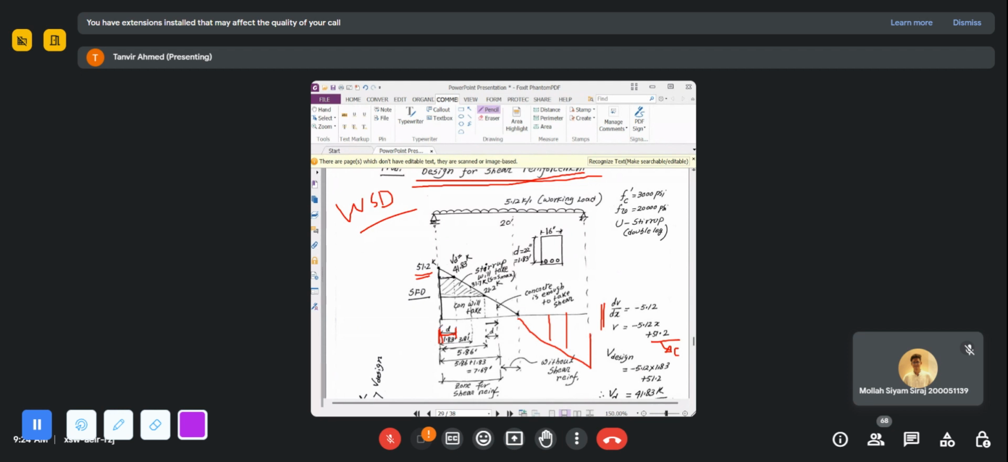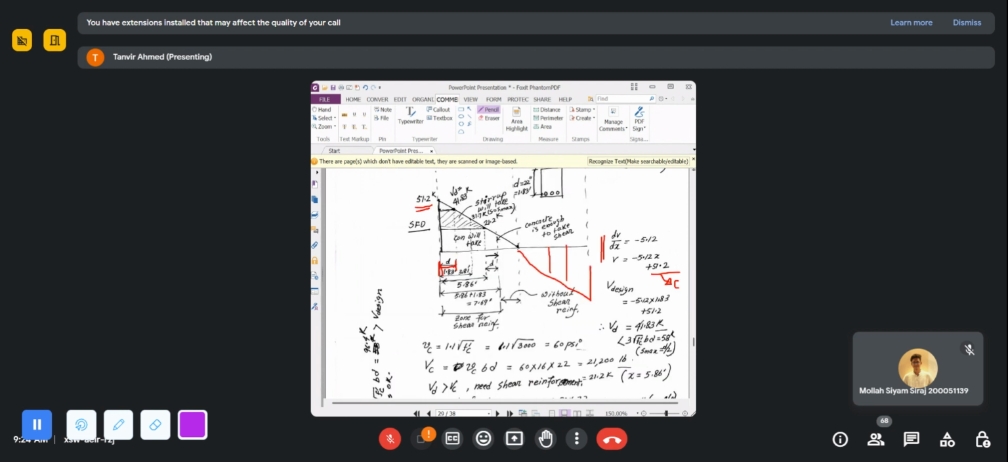The shear force for which we will calculate the shear reinforcement is not at the support, is at a distance D from the support. We discussed in the last class why it is at D, we also showed in a diagram that the crack normally initiates at a distance D, okay, not at the support. So that's why the design shear force will be at a distance D, and that design shear force is this one, which is 41.83 kip.